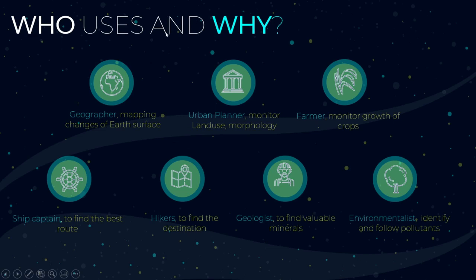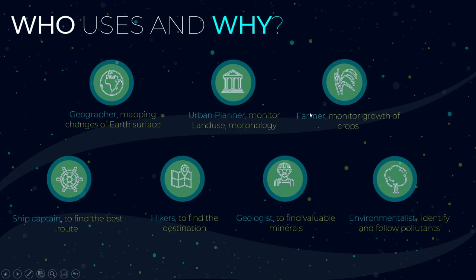And now we will see in brief who gets the benefits and why they use remote sensing. The first one is the geographer. Geographers use remote sensing to map the changes of the Earth's surface. We know that over time, the Earth's surface is subjected to changes. So geographers use remote sensing to map the changes of the Earth's surface. Then the urban planner uses this technology to monitor land use and morphology.